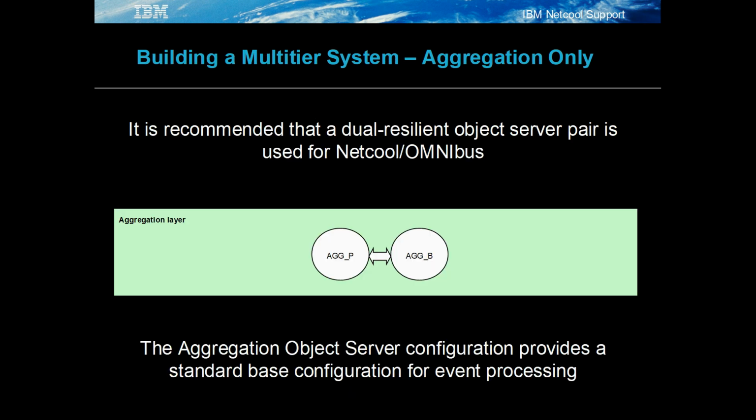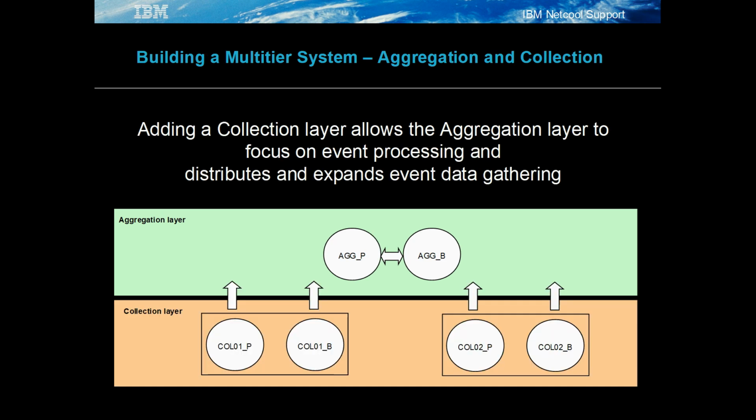It is recommended that any dual resilient object server pair is built using the aggregation object server configuration. This allows for the system to be updated at a later date, should a display or collection layer object server be required. Collection layer object server pairs can be added at any time to an aggregation object server pair. Collection layer object servers remove event gathering loading from the aggregation layer.